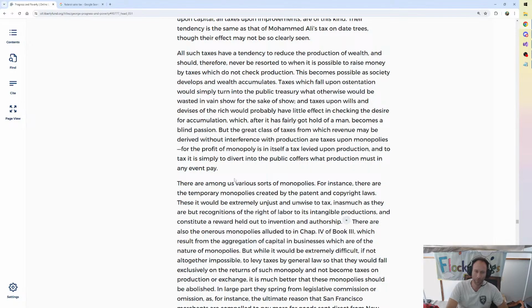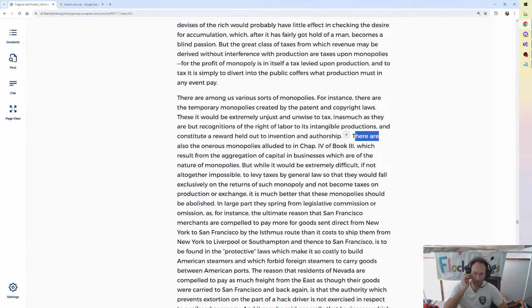All right, back to George. So in the original text, he said all IP is okay, but then he said no, no, no, patent's bad, copyright's okay. Then he continues. He says there are also the onerous monopolies alluded to in Chapter 4 of Book 3, which result from the aggregation of capital and businesses, which are of the nature of monopolies. But while it would be extremely difficult, if not altogether impossible, to levy taxes by general law so that they would fall exclusively on the returns of such monopoly, and not become taxes on production or exchange, it is much better that these monopolies should be abolished.